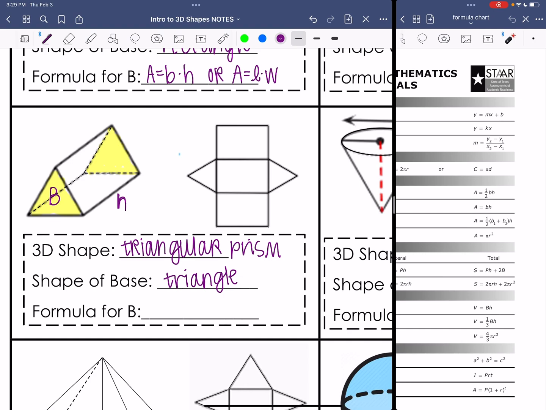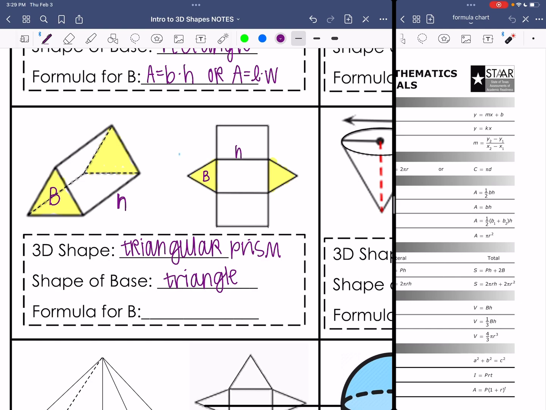Okay. Now, on this triangular prism, we have a net. So again, the flaps that stick out are going to be your bases. So these are my bases for my triangular prism. Now I want to know the height. And again, the height is the distance between your bases. So this would be the height of my prism. This is going to be H.